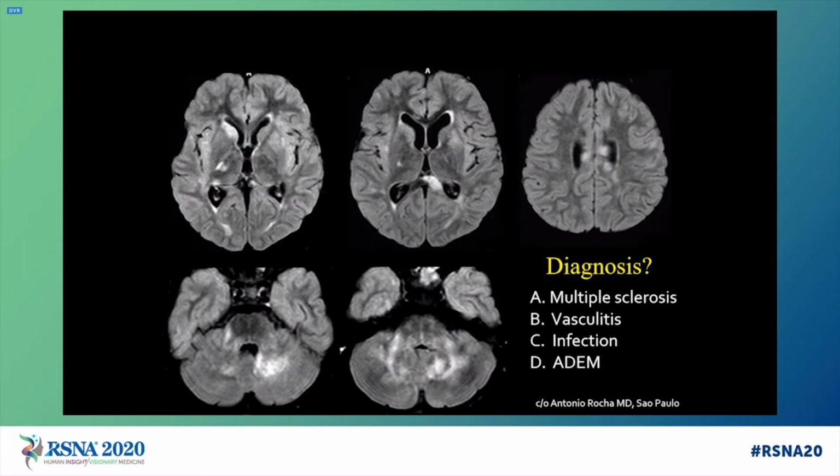Could this be demyelinating disease, such as multiple sclerosis? Could this be some sort of vasculitis, an infectious process, or ADEM? And the answer is infection. But what type of infection can lead to this type of findings? And the answer is Lyme disease. Lyme disease can give us this type of imaging abnormality.